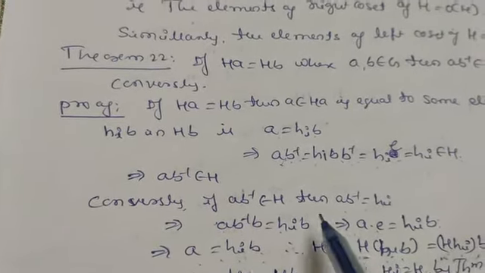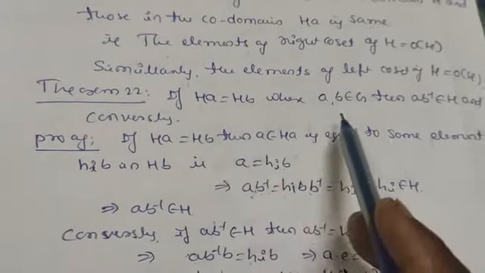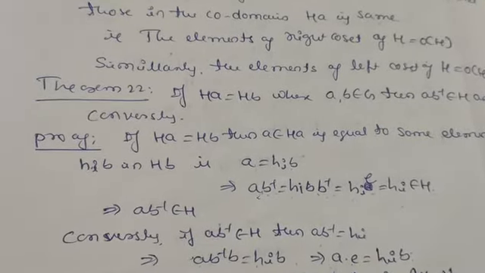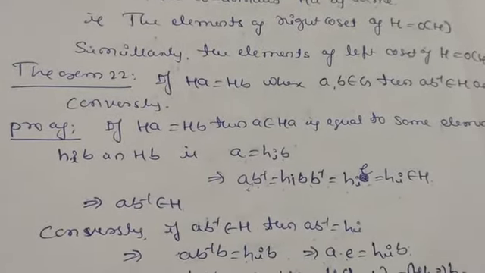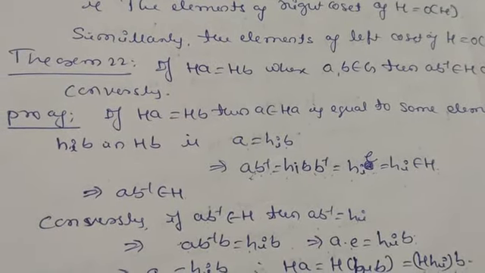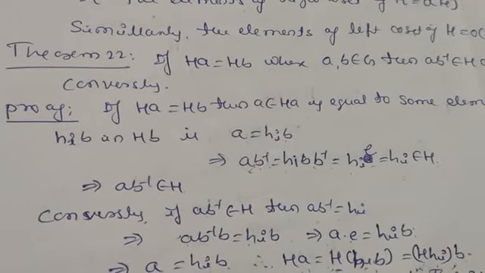This is the proof of this theorem: if Ha is equal to Hb, then ab inverse belongs to H, and also conversely, if ab inverse belongs to H, then we can say that Ha is equal to Hb, that is, the right cosets are equal.